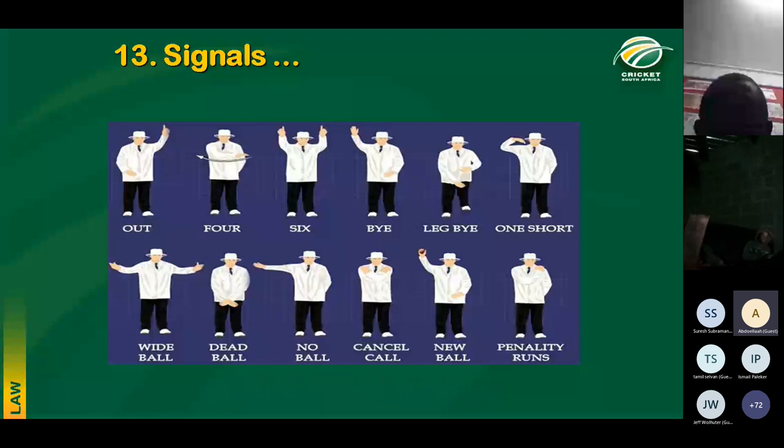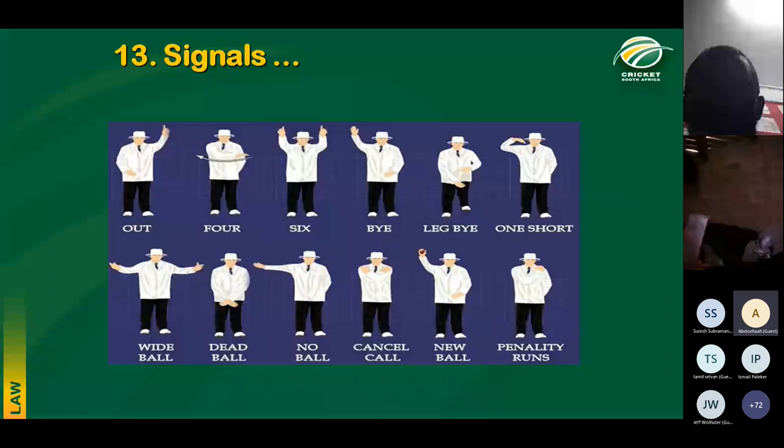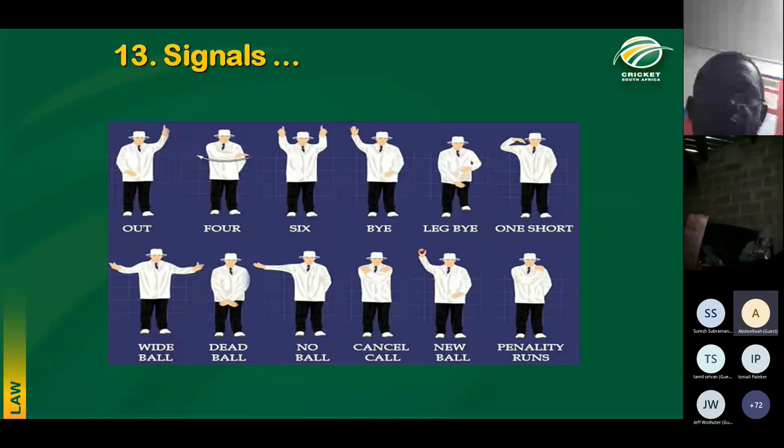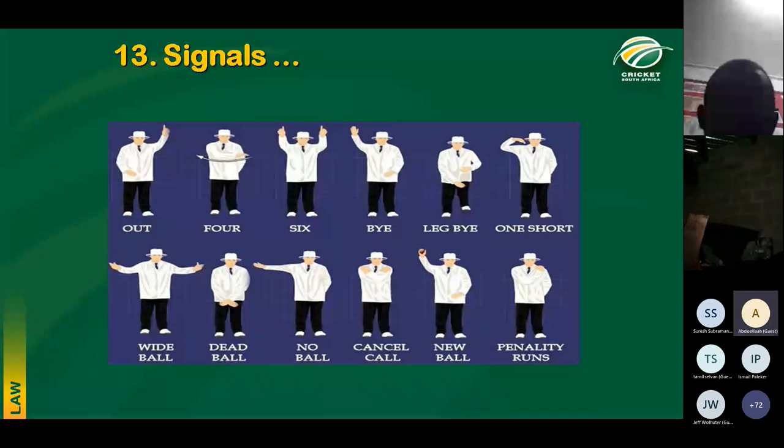One short is as the picture shows, either right or left hand. That's the signal for one short. Wide ball, both arms outstretched to the sides of the body. Dead ball, by crossing your hands in front of your body. That is the signal of dead ball. No ball, outstretched hand parallel to the ground. If you are cancelling a signal, you put your hands so that your right hand touches your left shoulder and the left hand touches your right shoulder. That is where you're cancelling a signal.